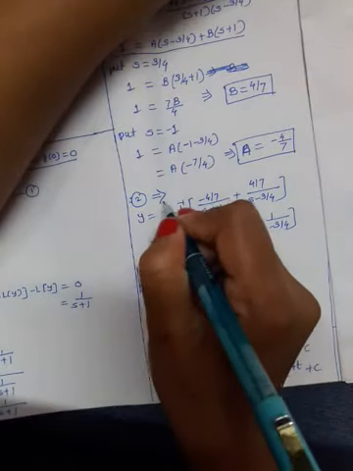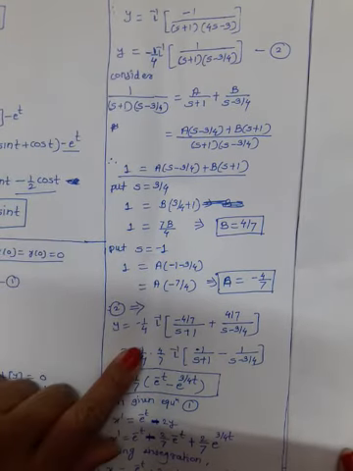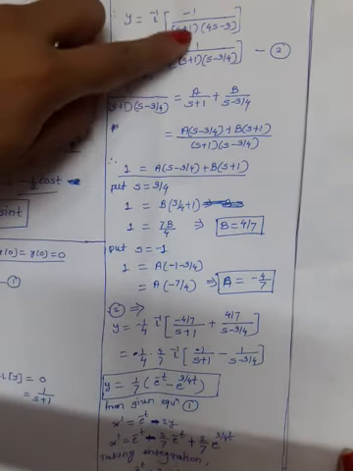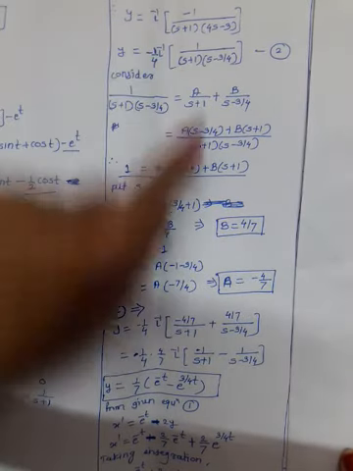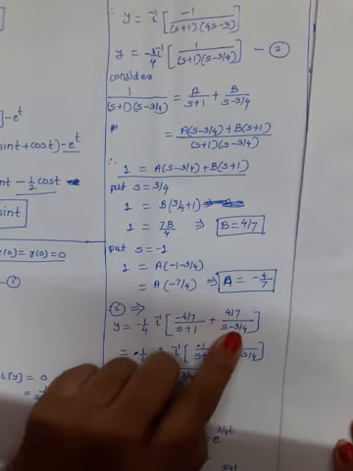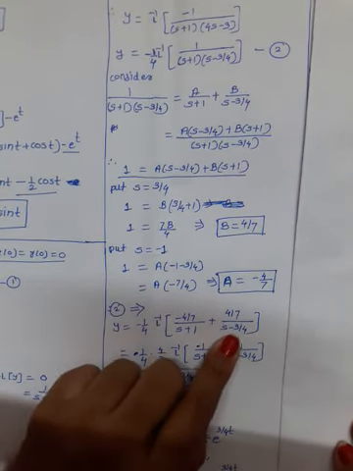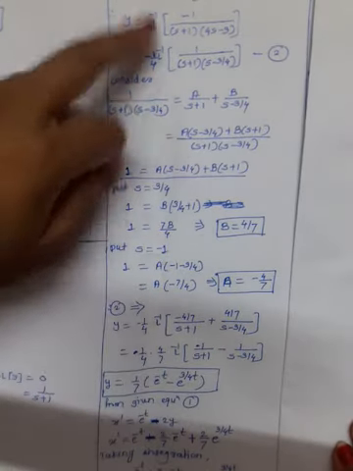That is, y is equal to minus 1 by 4, L inverse as it is, and this term is this term. Putting this value in this a and b, we get minus 4 by 7 upon s plus 1 plus 4 by 7 upon s minus 3 by 4. Directly we are going to put this value in this equation.